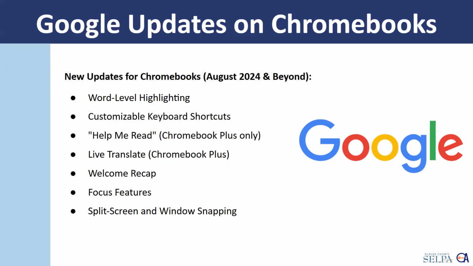This one is called Help Me Read. It is available on Chromebook Plus only, but it uses Google's AI, Gemini, to summarize quite lengthy, complex texts and PDFs. Live Translate, again available on Chromebook Plus, instantly translates content, though not yet available on your standard student devices. Hopefully that's coming soon. Welcome Recap. It's a visual overview of recent activities and suggestions for where to start.